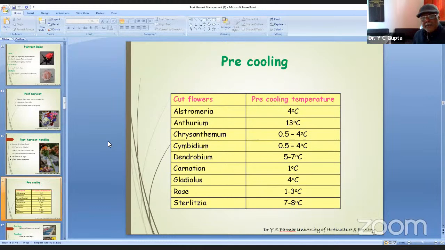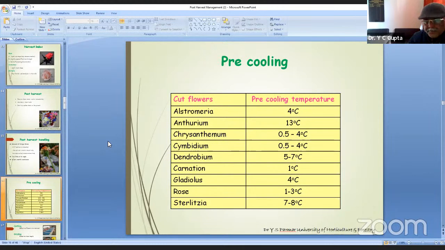Then pre-cooling of flowers. Pre-cooling means removal of field heat from the flower. These are the temperature ranges for pre-cooling: Alstroemeria, 4 degrees centigrade; Anthurium, 13 degrees centigrade; Chrysanthemum, 0.5 to 4 degrees centigrade; Rose, 1 to 3 degrees centigrade; Gladiolus, 4 degrees centigrade; Carnation, 1 degree centigrade; Strelitzia, bird of paradise, 7 to 8 degrees Celsius.